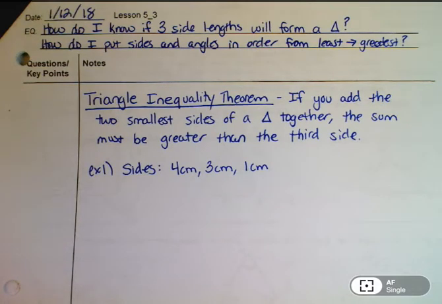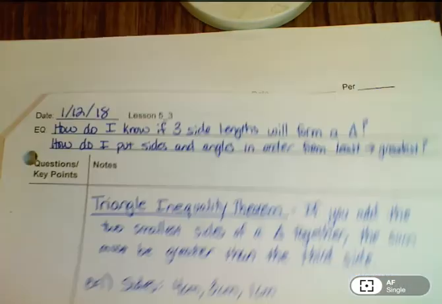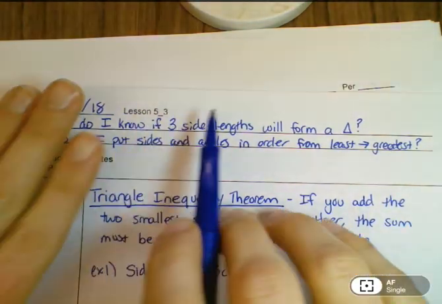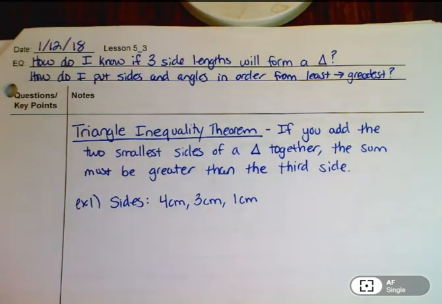Hi, I'm not here today, but we're still going to take notes. So find your homework packet. It says Informal Geometry, Unit 5, Triangles, and we're on Lesson 5.3. So this is towards the back of your packet. And go ahead and fill out all the information that you see on here.